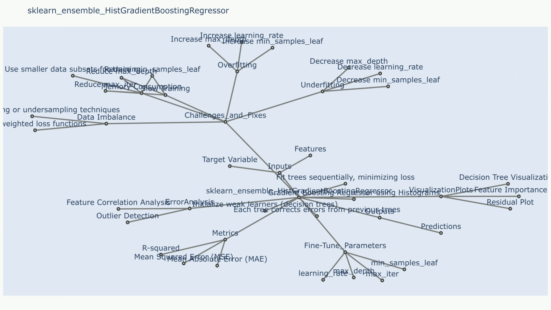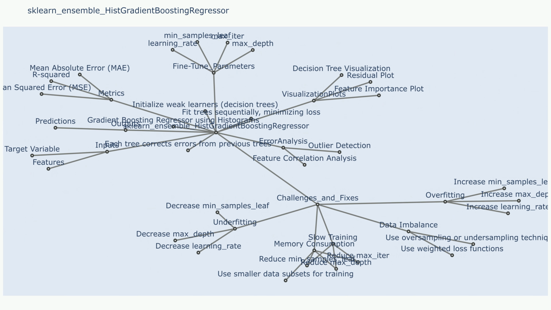Fixes to challenge 2. Reduce maxiter. Limiting the number of boosting iterations can significantly decrease training time. Consider early stopping. Monitor the model's performance on a validation set during training and stop training when performance no longer improves to avoid unnecessary iterations. Utilize feature selection techniques. Identifying and removing irrelevant features can reduce the model's complexity and improve training speed. Optimize hyperparameters. Fine-tuning parameters like learning rate and max depth can impact training time and performance.